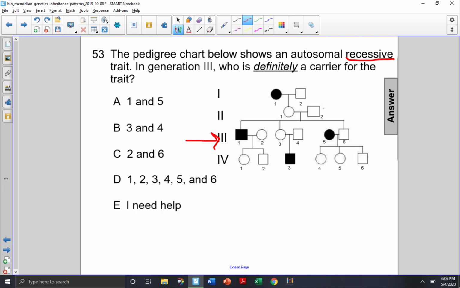Now if the individual is affected, like 5 and 1, these individuals are not carriers. They are affected by the trait, so we don't include them in the answer. So now what we need to do is look at the offspring.